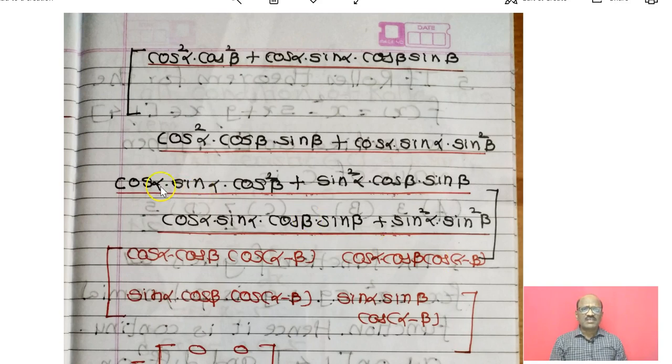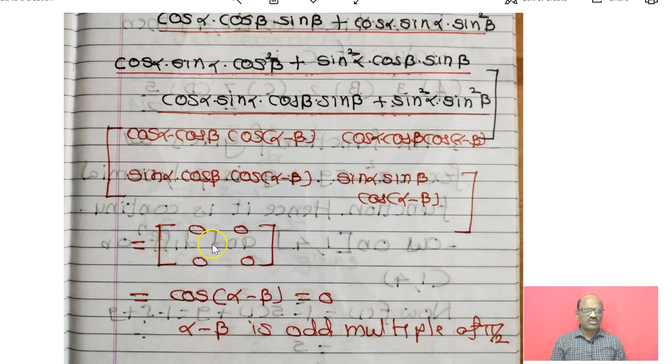And for the next elements, again sin alpha and cos beta is common, and the next is cos of alpha minus beta, and the last one is sin alpha sin beta and cos of alpha minus beta. Now their product is the null matrix, which means you must have 0 0 in all places. This is possible when cos of alpha minus beta is equal to 0. That is, alpha minus beta must be an odd multiple of pi by 2, and then it will become 0. Therefore the answer is alpha minus beta must be an odd multiple of pi by 2.